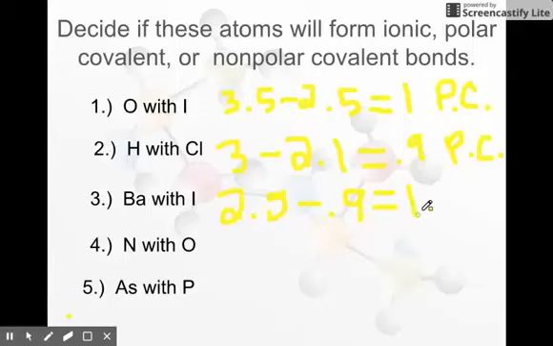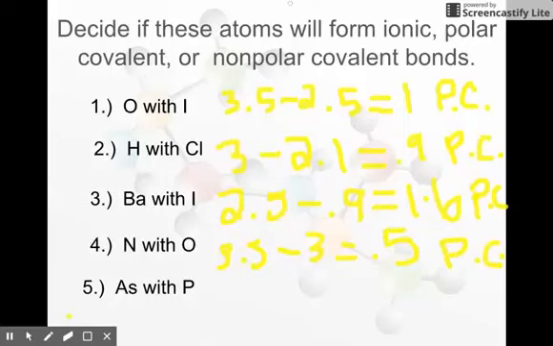And we get a difference of 1.6, making this, again, polar covalent. Let's try another one. So nitrogen and oxygen. Nitrogen is 3 and oxygen is 3.5. So 3.5 minus 3, we get a difference of 0.5, making it polar covalent again. Must have chosen all the polar covalent ones.